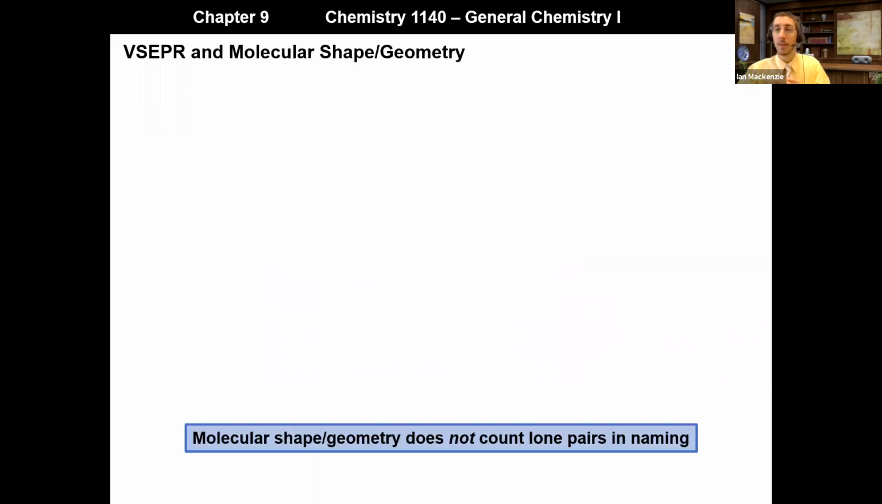Now, I made a distinction between electron domain geometry and molecular geometry. Why did I make that distinction? Well, molecular geometry, also referred to sometimes as the molecular shape, does not count lone pairs. The molecule still has them. They still affect how the electron domains are arranged, but they are not counted when we name the molecular shape or geometry. So what does this look like?